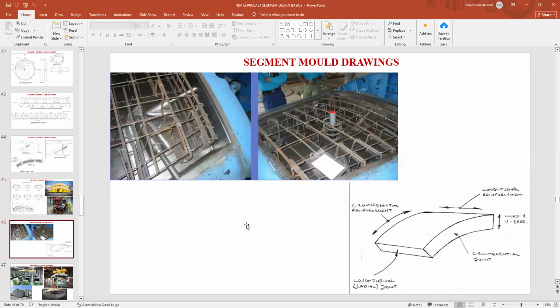This is the segment mold where you are putting the reinforcement. You can see the bolt pockets also. You can see the erector or the lifting socket also.